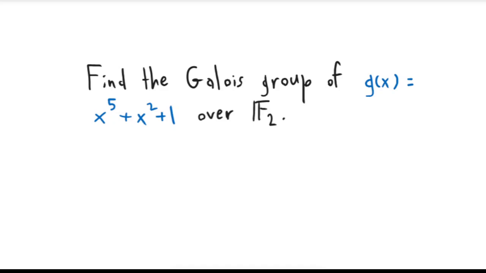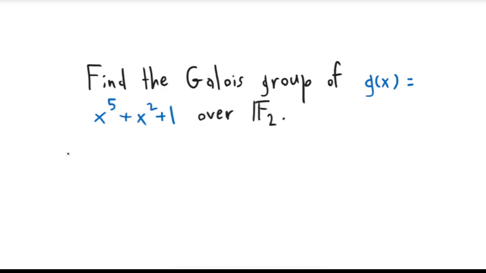So in this video, we're going to find the Galois group of the polynomial x to the fifth plus x squared plus 1 over the finite field F2. This is an interesting problem because we know a property of finite fields, which is that a finite extension of a finite field is automatically a Galois extension. We can use that to find the Galois group in this case.